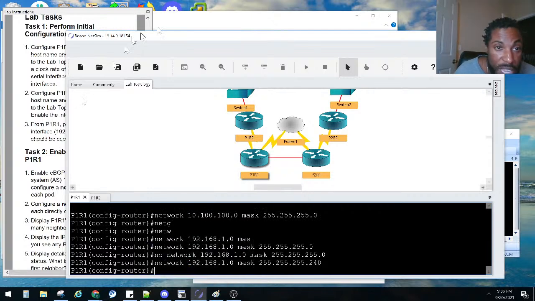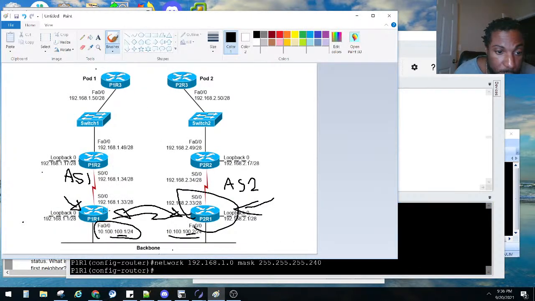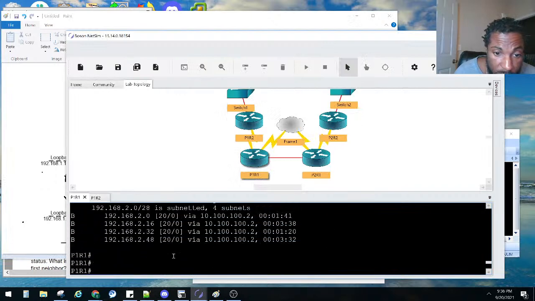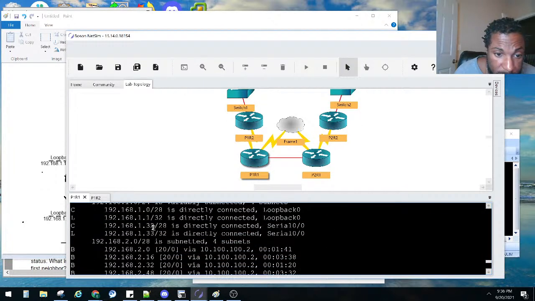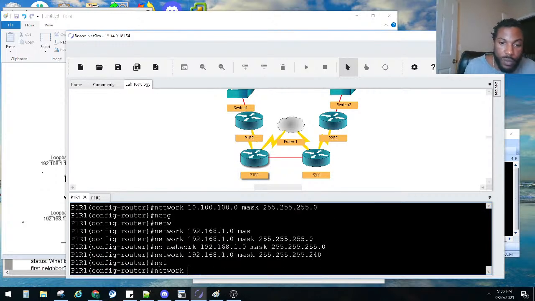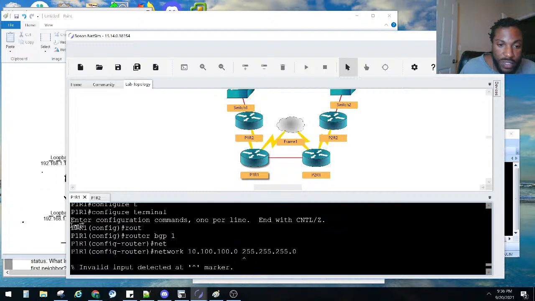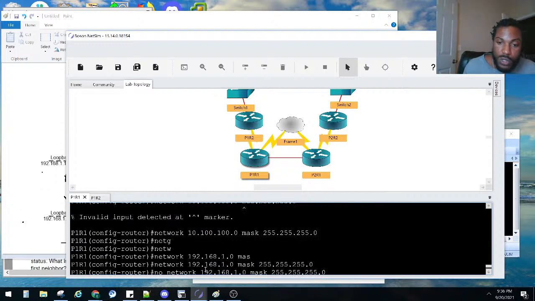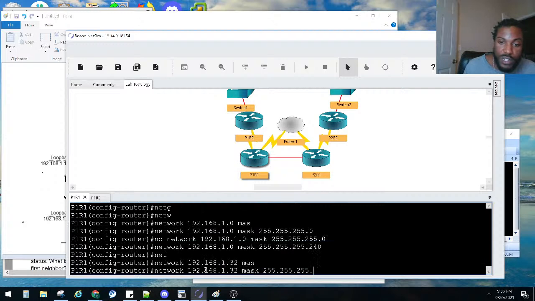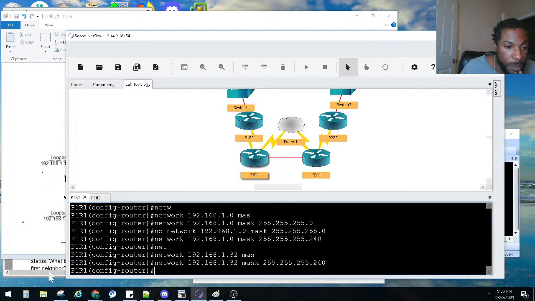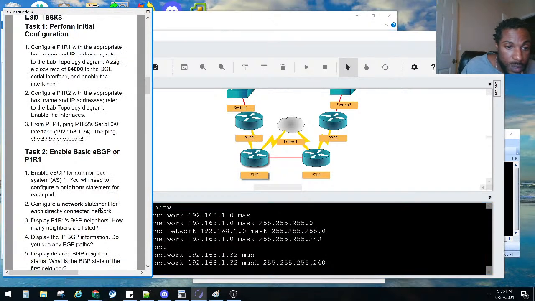Because of the /28. And then the last network statement we want to do should be this right here, which is the 1.32 network, right? And that was indicated right there, the 1.32 network. So one more network statement, 192.168.1.32 mask is, what was it, /28? Yes. So 255.255.255.240. That's all the network statements. It should be all the network statements.